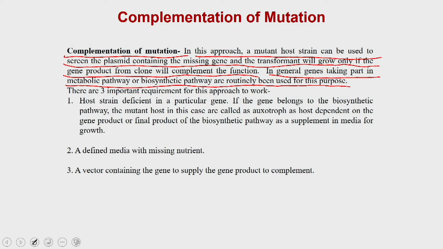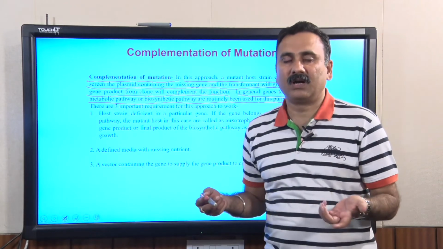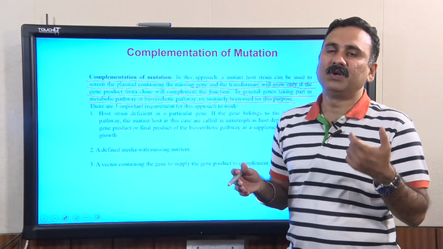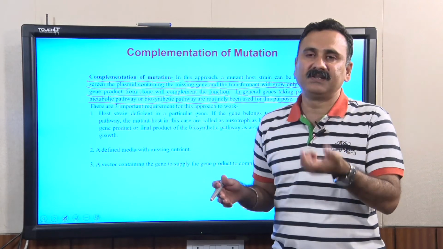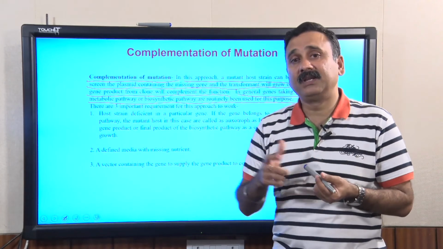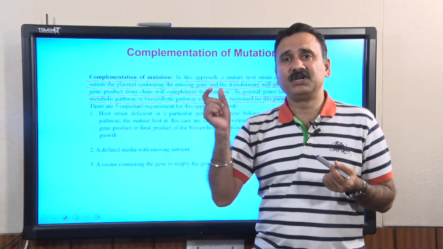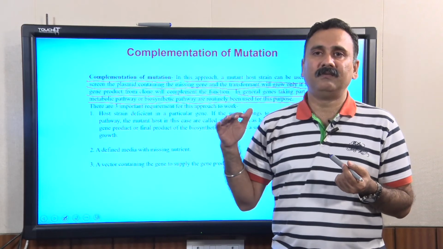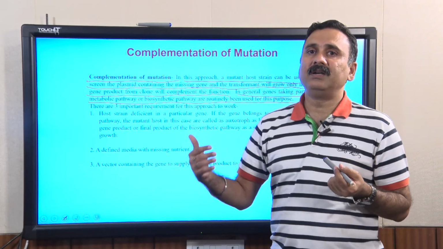So, in the complementation of mutation, you have a host strain which cannot synthesize a particular gene product. For example, you may have mutations within the uracil biosynthesis pathway, or you may have some of the essential amino acid biosynthesis pathways mutated. In those cases, until you supply those particular functional genes from an externally supplied vector, the host is not going to survive in a deficient media.